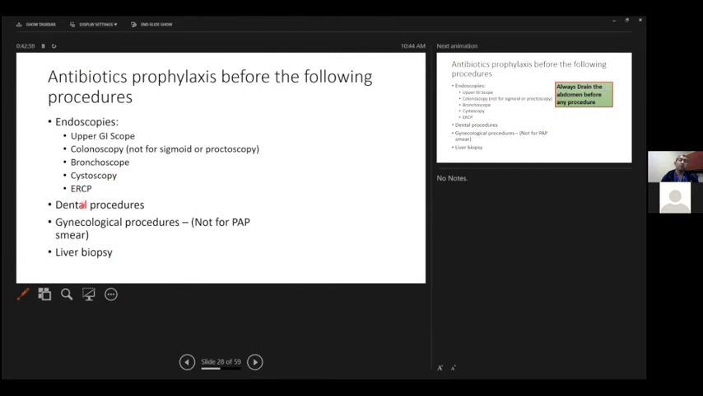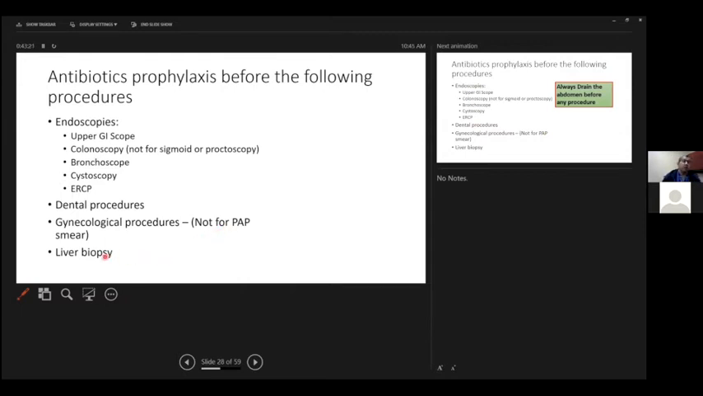Dental procedures, of course we have to give it. It's the same as what infective endocarditis is. And again, if you have gynecological procedures like curettage or a D&C or some biopsy in the uterus, you want to do it. Not for a routine pap smear. You don't need prophylaxis because you're not going to breach anything, unless there's a bite of the cervix.